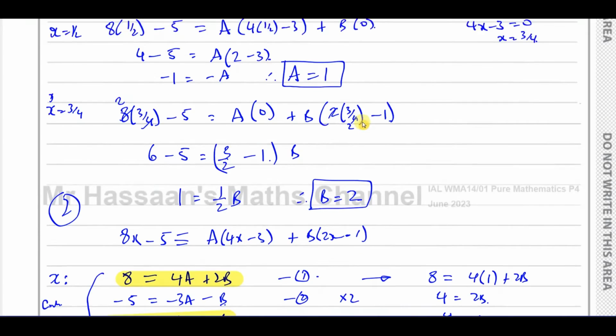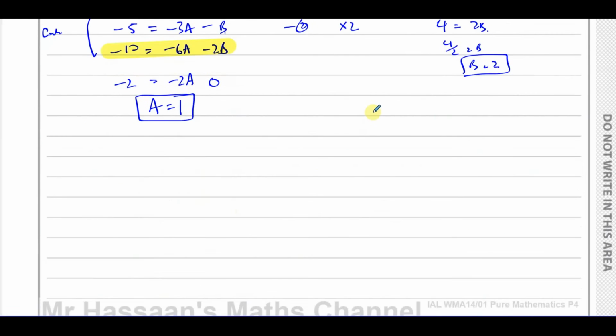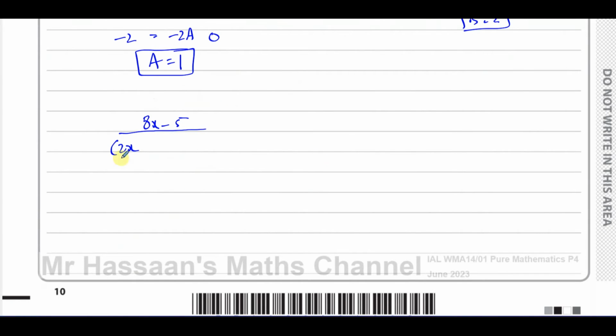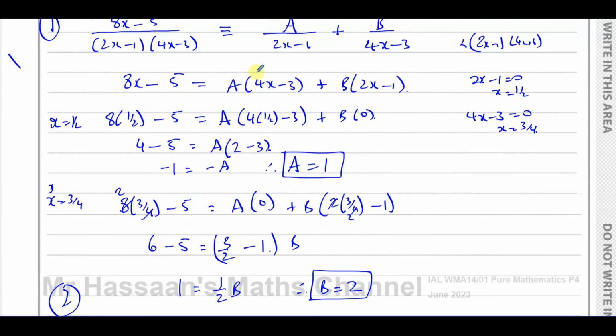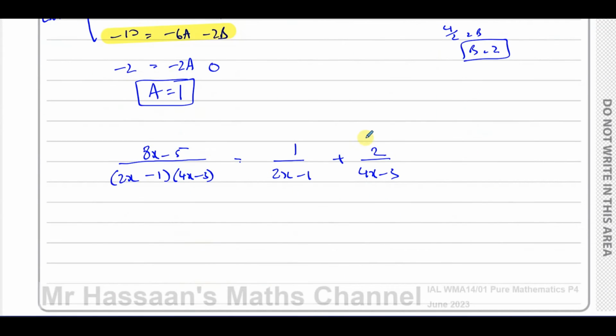But in the end, we're going to write our answer as 8x minus 5 divided by 2x minus 1 times 4x minus 3 is equal to a, which is 1 over 2x minus 1, plus b, which is 2 over 4x minus 3. So the a is the one that's over the 2x minus 1, and the b is over 4x minus 3. So here is the answer to part A.